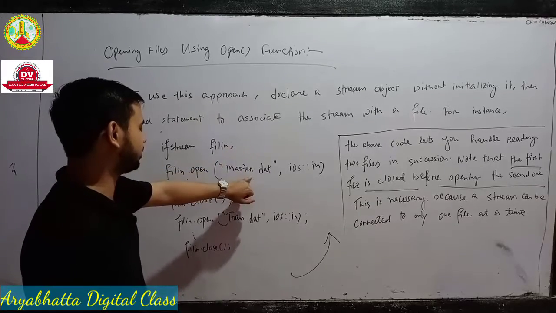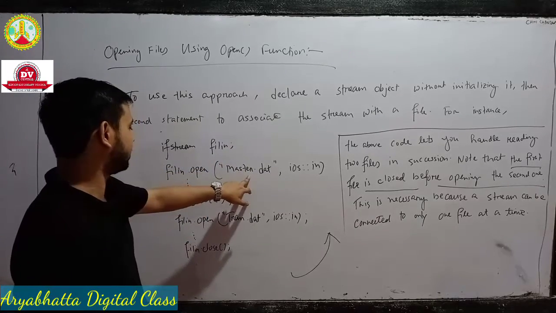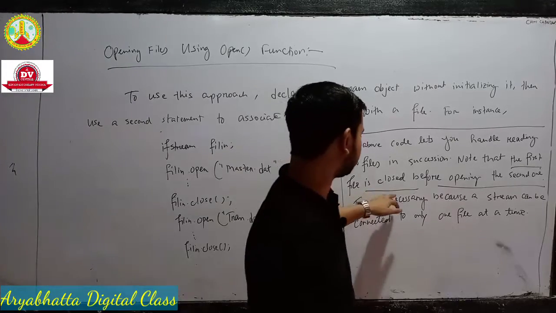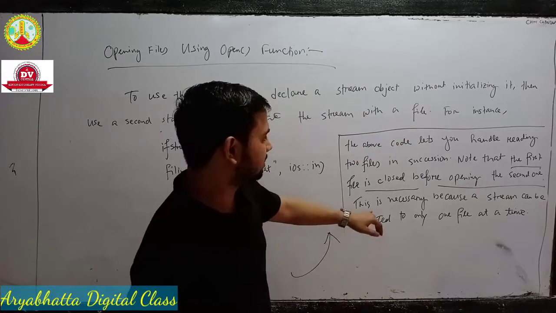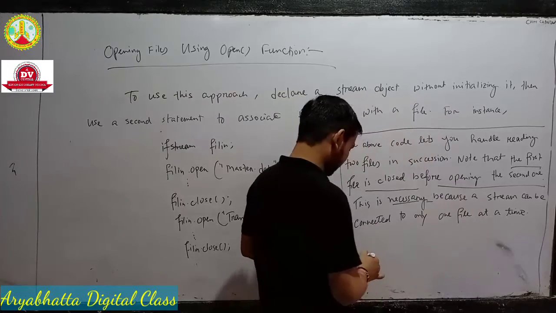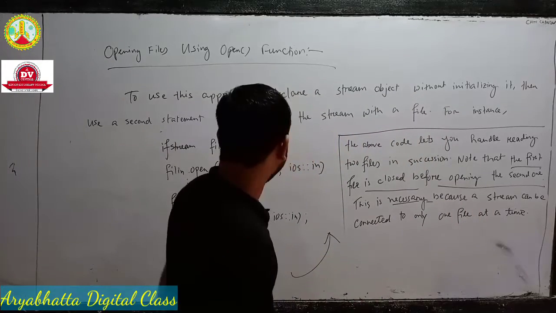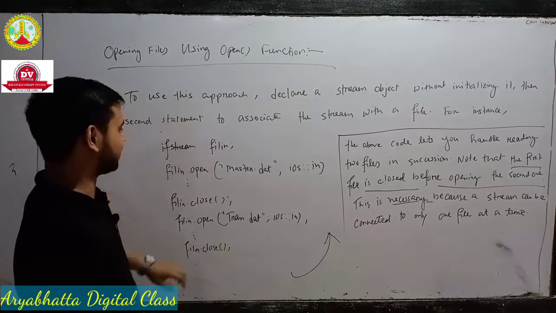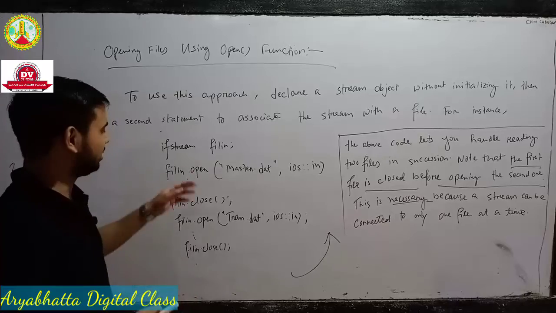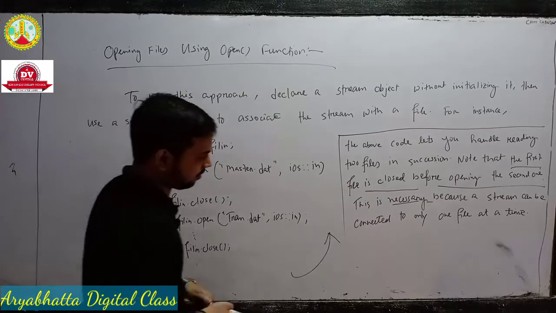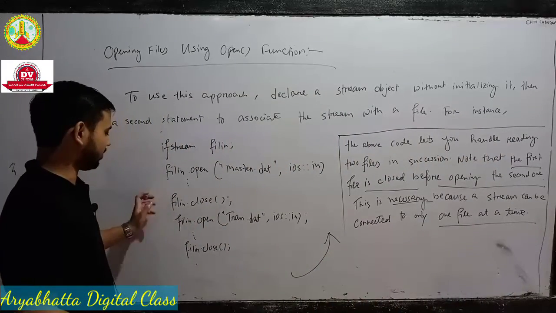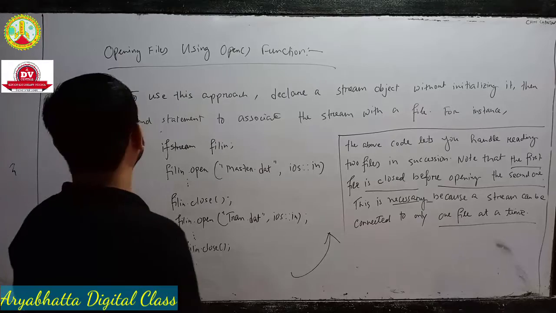We must first close the first file, master.dat, the data file. After that we open the second file. The first file is closed before opening the second one. This is necessary, essential, because a stream can be connected to only one file at a time. The stream is not connected simultaneously to two files. Just remember that: one file at a time. That's why we close the previous file and after that we open the second one, right?